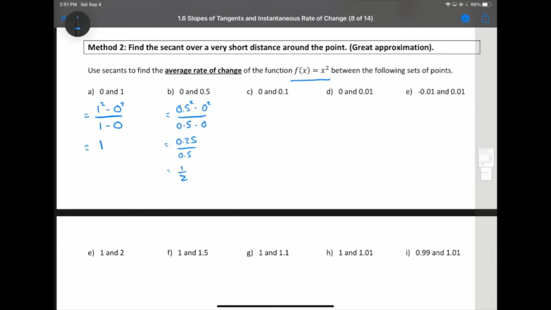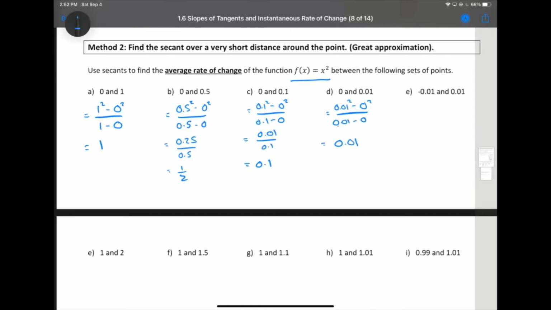All right. Between 0 and 0.1, the secant slope is going to be 0.1 squared minus 0 squared over 0.1 minus 0, which gives us 0.01 over 0.1, which is 0.1, which makes sense, 0.1 squared over 0.1. I'm going to actually use that trick over here. Between 0 and 0.01, it's 0.01 squared minus 0 squared over 0.01 minus 0, which is 0.01.